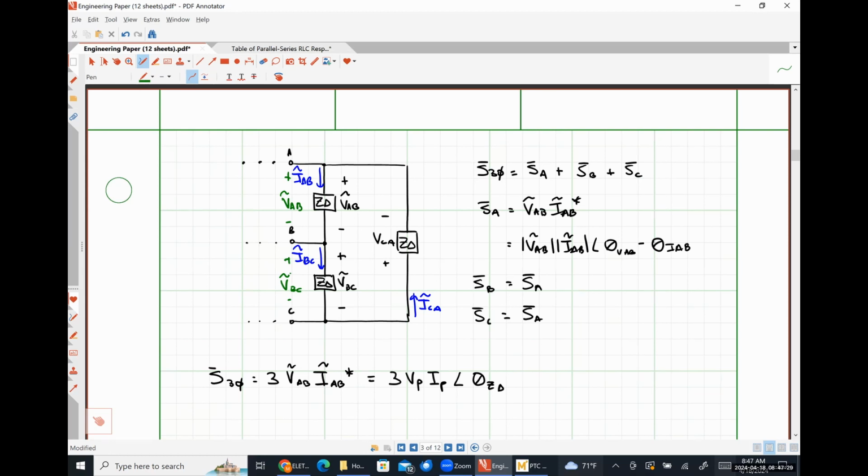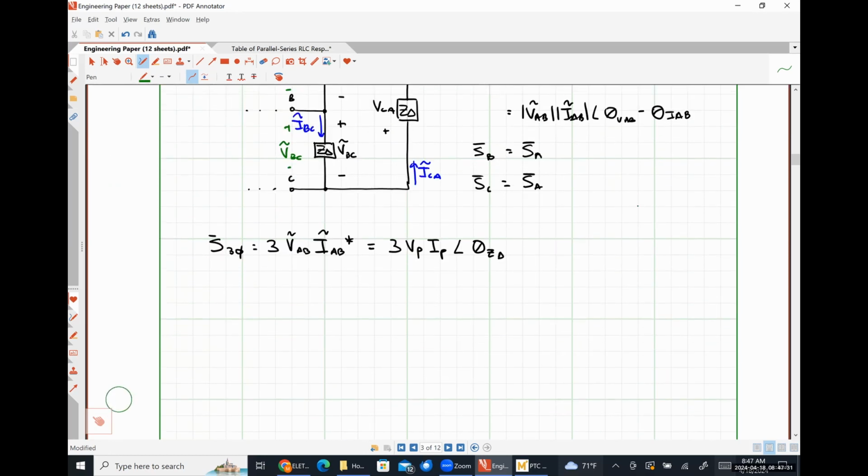Okay. So if we put things in terms of line quantities, we'll sort that out in a minute. VL and VP are literally the exact same thing because the line voltages and the phase voltages in a delta connected load are identical. We know that our angle is going to be theta Z delta.